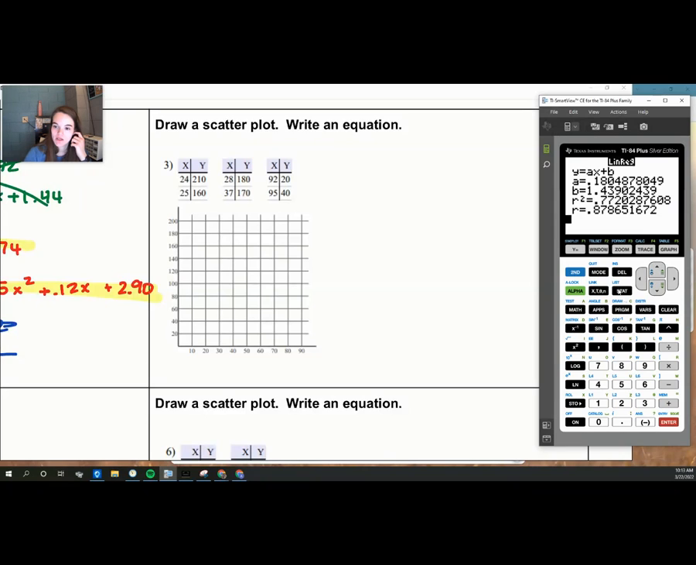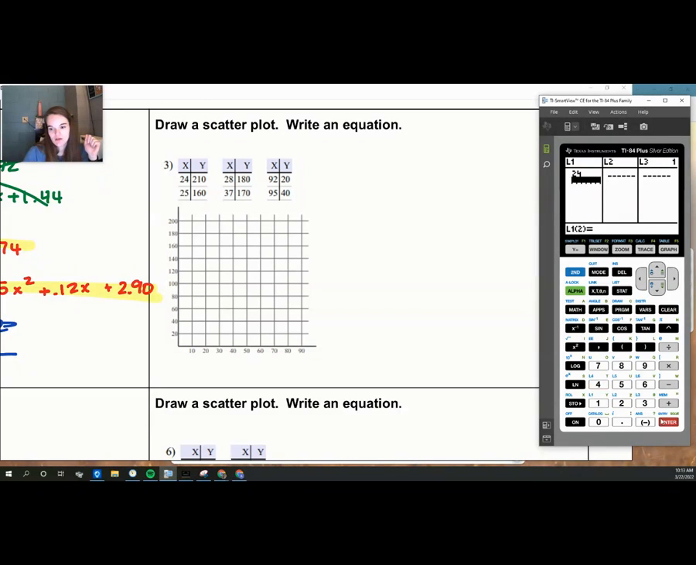Okay, let's do another one. So now we don't actually have to do that. Zoom 9, turn this on, do those things, okay? Those are things we already did, so we're just going to press Stat. We're going to go to Edit, okay, and we're going to delete these. Okay, we're going to go over and delete these. All right, now we're going to type them in.